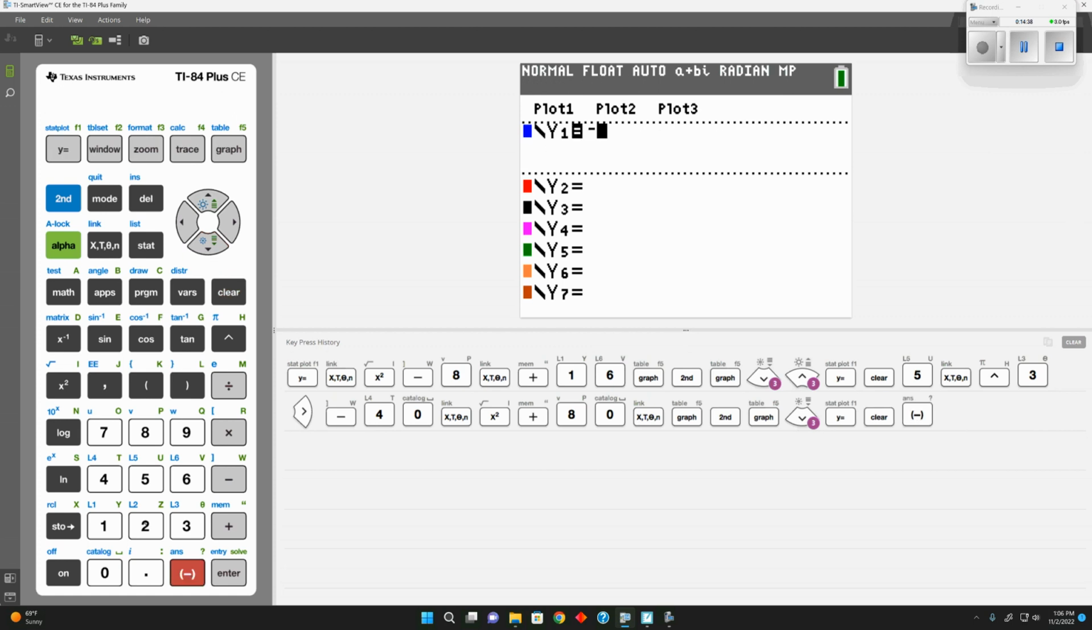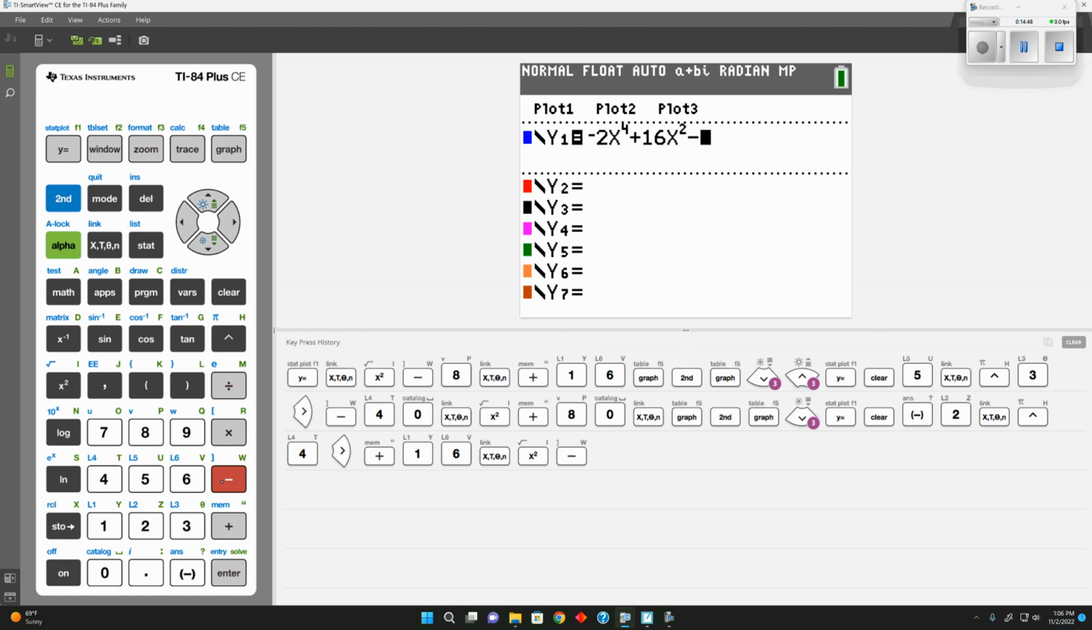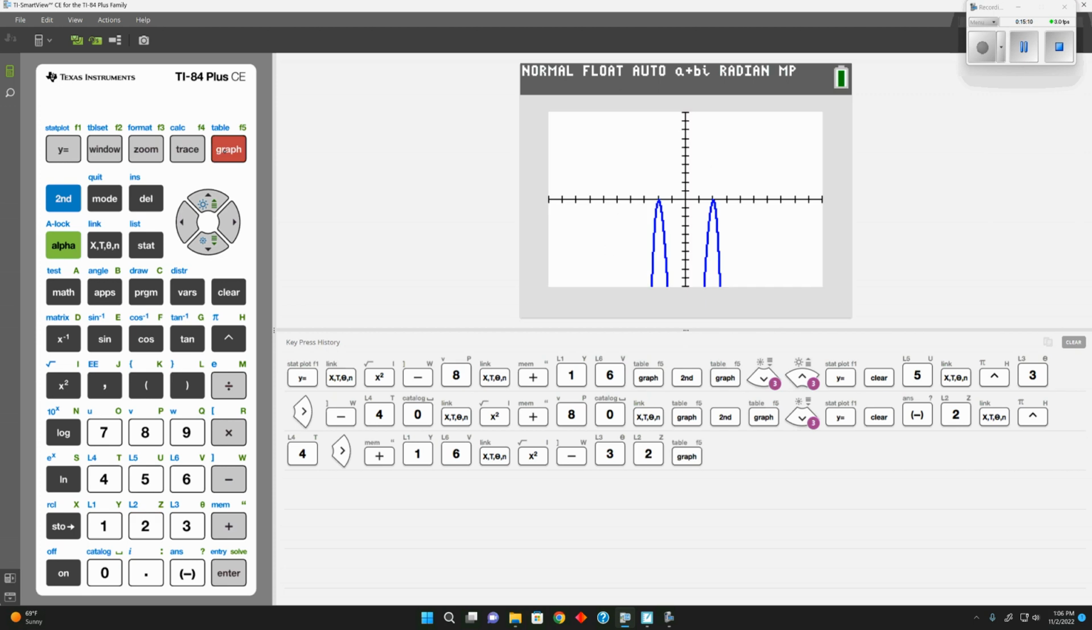So we could say negative 2x to the fourth plus 16x squared minus 32. And again with this here, just as a reminder, if the first number that we use is negative, we'll use the negative sign, not the minus sign, because it will throw a fit if we put minus 2x to the fourth instead of negative 2x to the fourth. And then we can hit graph. So we do see it does intersect the x-axis at 2 points.